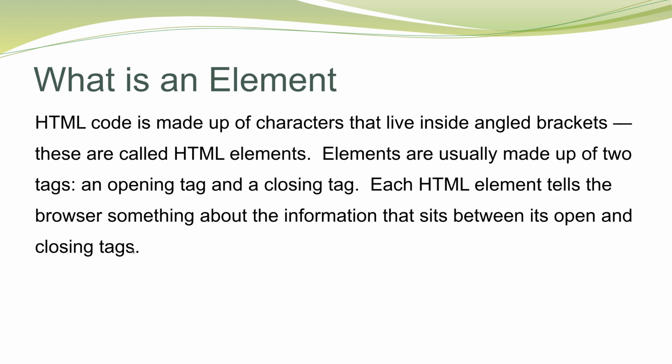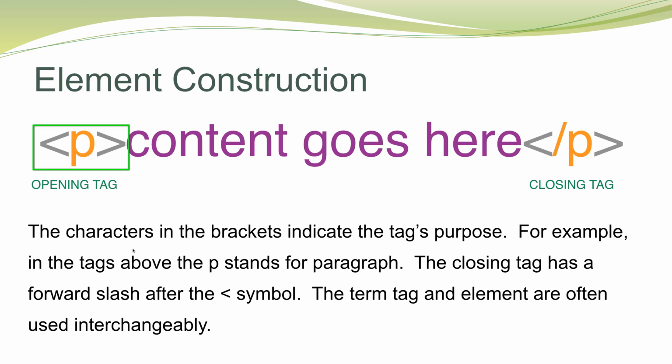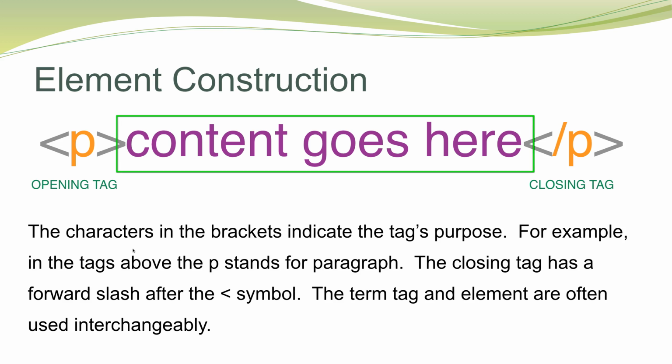When we look at how an element is constructed, we have an opening tag that consists of a left angle bracket, a character, and a right angle bracket. We have a closing tag which has the same format but has a / added just before the character. The character indicates the tag's purpose. In this example, the character is a P, which stands for paragraph, so this is a paragraph element. Paragraph elements contain text, which is the content.